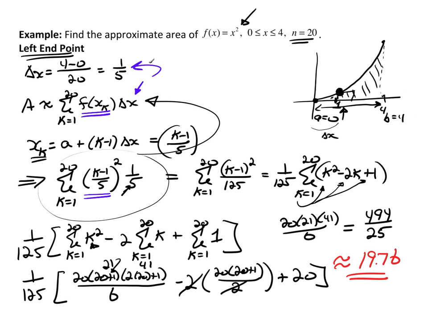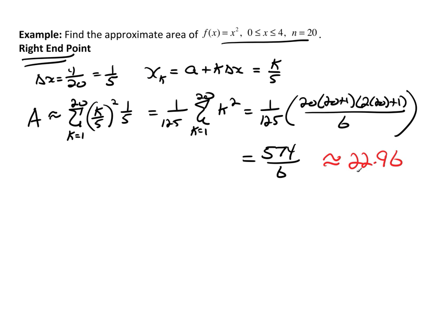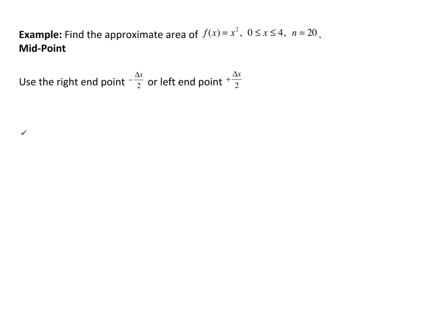Now, the left endpoint gave me 19.76. The right endpoint gave me 22.96. I'm feeling pretty confident that the actual value is going to be somewhere in between there. So what I'm going to do now is take a look at using the midpoint.